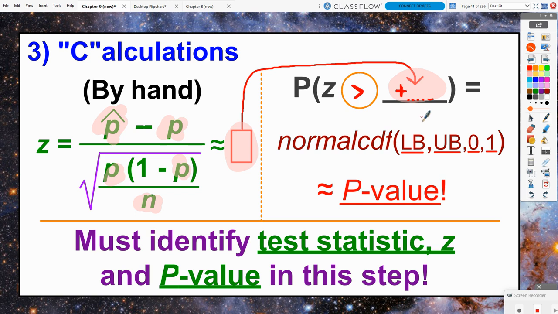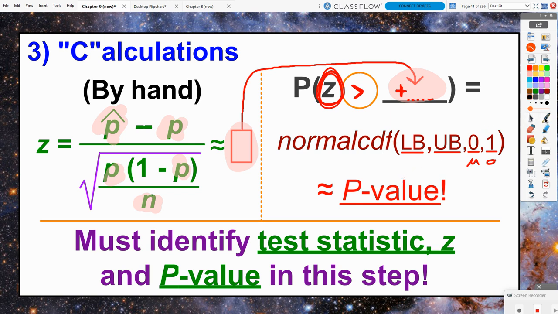And since our test statistic is using the standard normal distribution, because it's a z-score technically, then the mean and the standard deviation will be the default 0 and 1. And whatever value we get out of that normal CDF command represents our p-value.